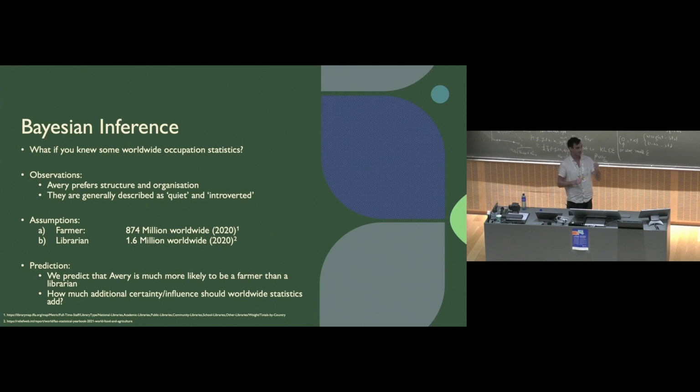Was there another hand? Yes? I have a question. Why is it that we have these assumptions about the number of farmers and librarians? Is that something we know already? Yes, so the question was why are we including these assumptions about farmers and librarians? Are these things that we know already?